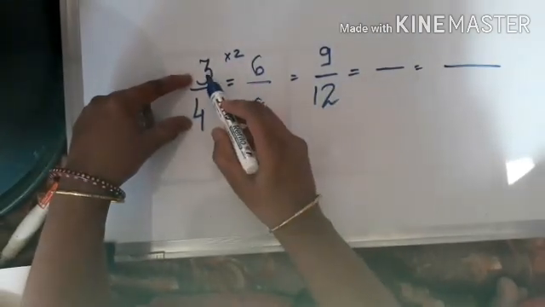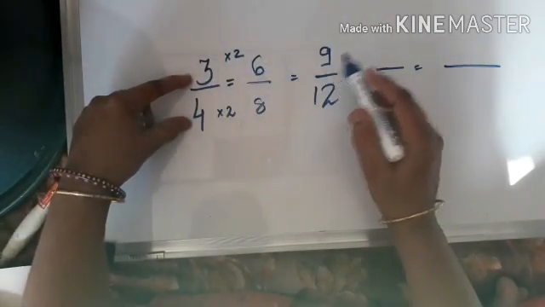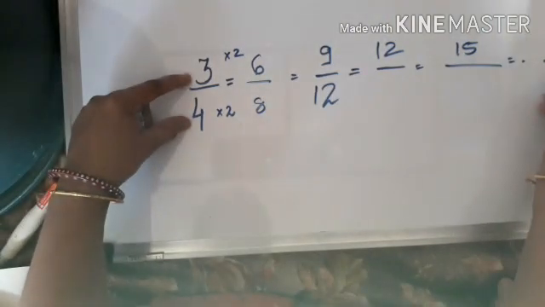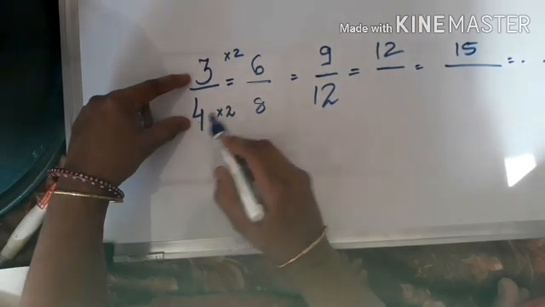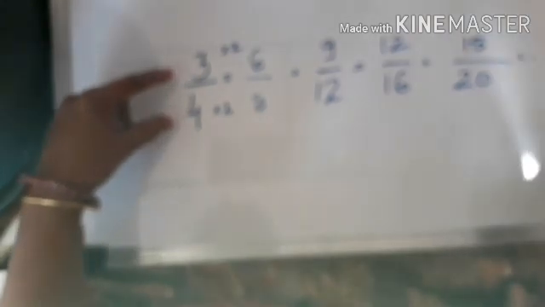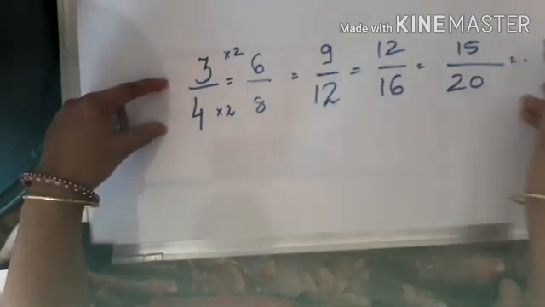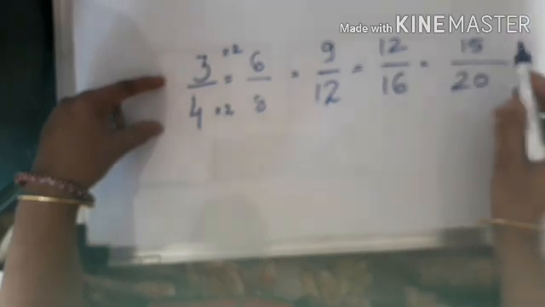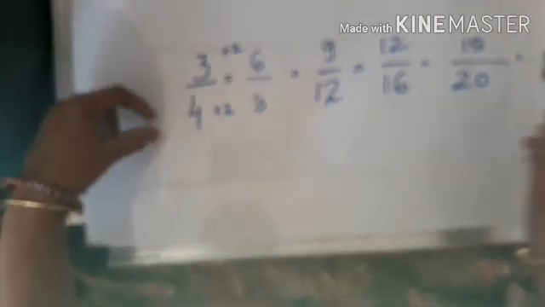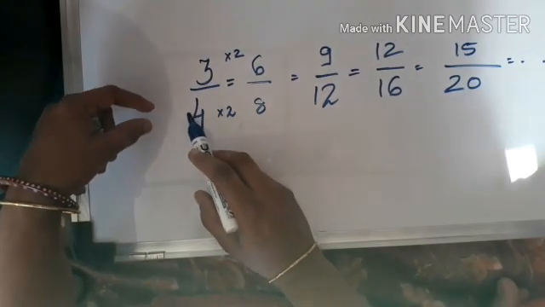That is, here 3 ones are 3, 3 twos are 6, 3 threes are 9, 3 fours are 12, 3 fives are 15, and so on. Here 4 ones are 4, 4 twos are 8, 4 threes are 12, 4 fours are 16, 4 fives are 20, and so on. As you know that multiples are infinite, you can have infinitely many equivalent fractions for the given fraction. Fine.